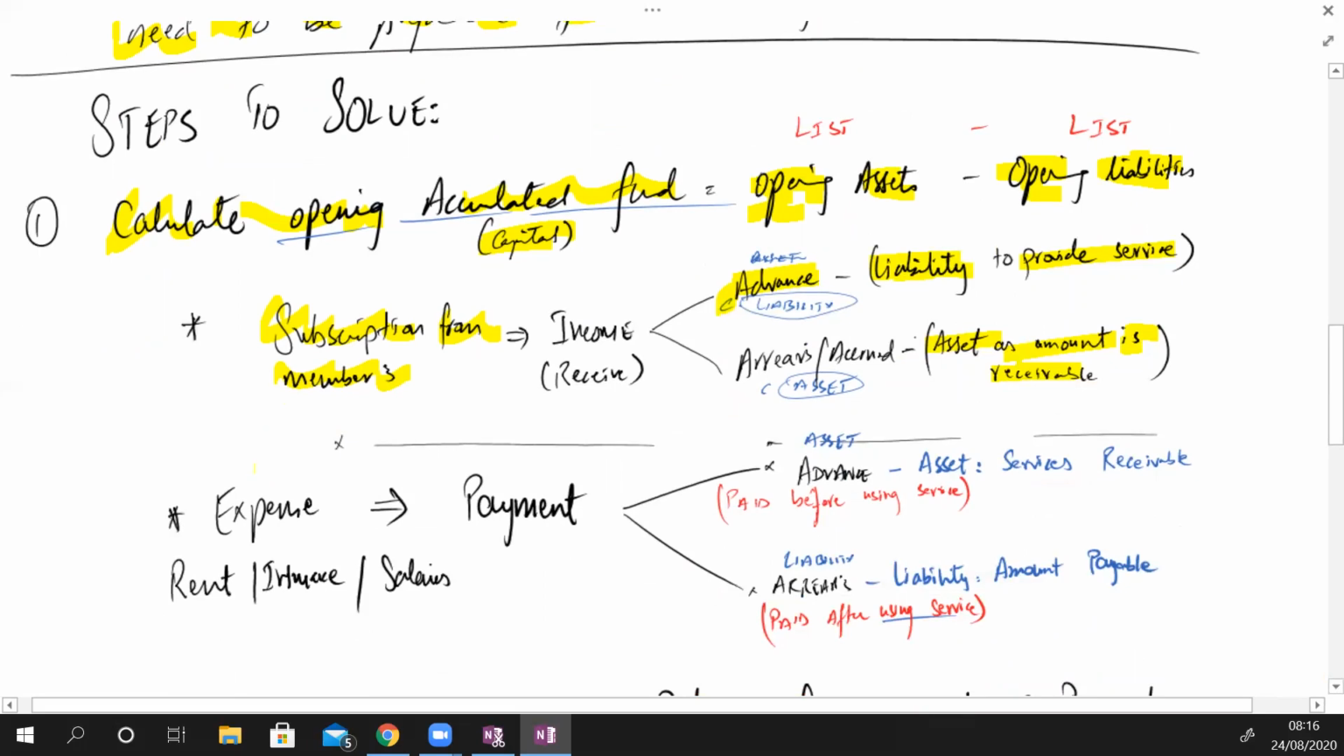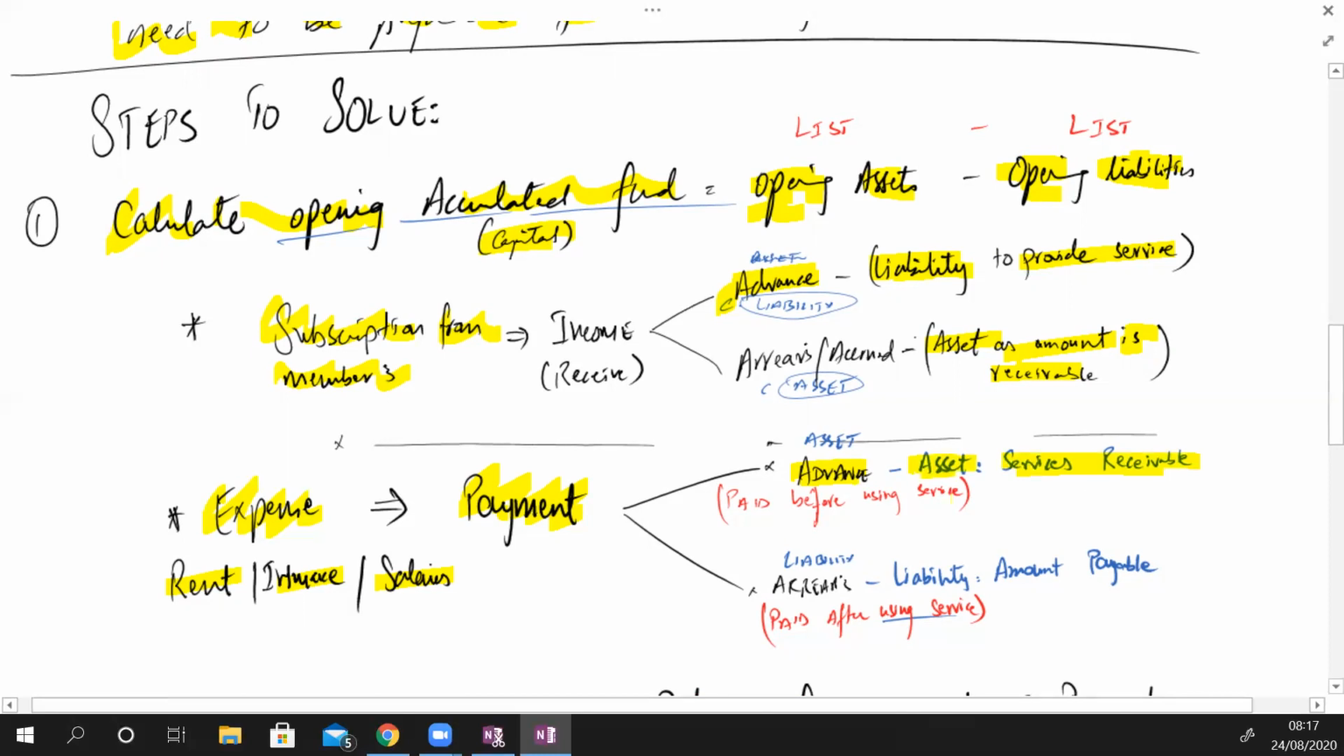Secondly, for expenses, since you pay expenses, if you're paying expenses like rent, insurance, salaries, etcetera, if you're paying them in advance, that means you are prepaying them. You're paying them now and you will be utilizing the services later. So services become receivable. That is why expenses in advance is an asset.